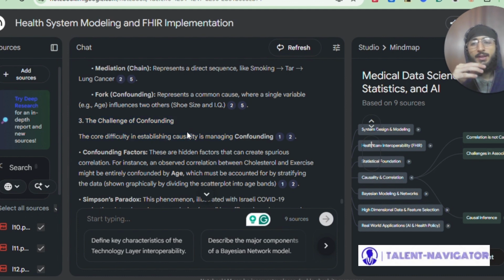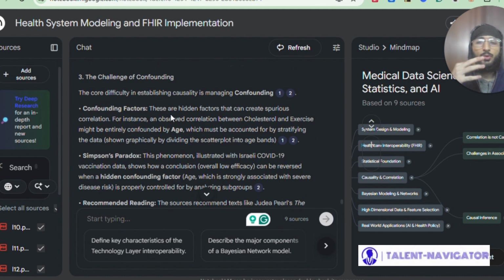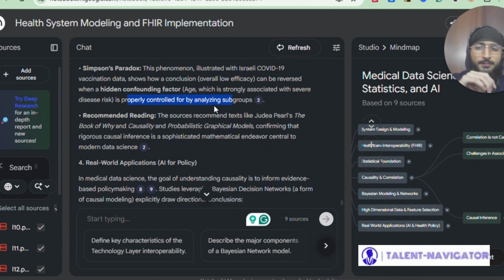The challenge of confounding: the core difficulty in establishing causality is managing confounding. So, what are confounding factors? These are basically hidden factors that can create spurious correlation. For instance, an observed correlation between cholesterol and exercise might be entirely confounded by age, which must be accounted for by stratifying the data, shown graphically by dividing the scatter plot into age bands. Moving on, Simpson's paradox. This phenomenon, illustrated with Israeli COVID-19 vaccination data, shows how a conclusion of low efficacy can be reversed when a hidden confounding factor like age, which is strongly associated with severe disease risk, is properly controlled for by analyzing the subgroups.